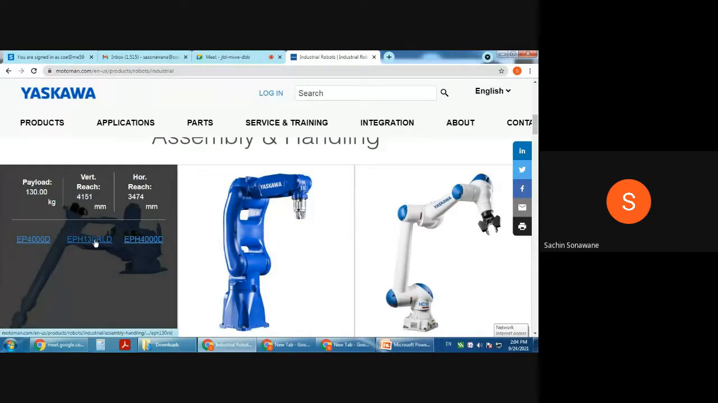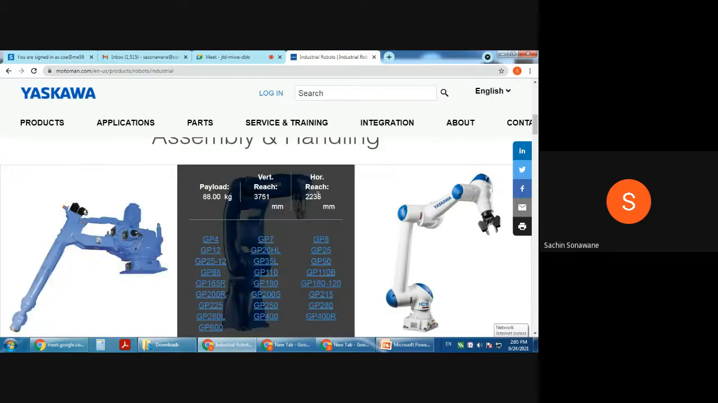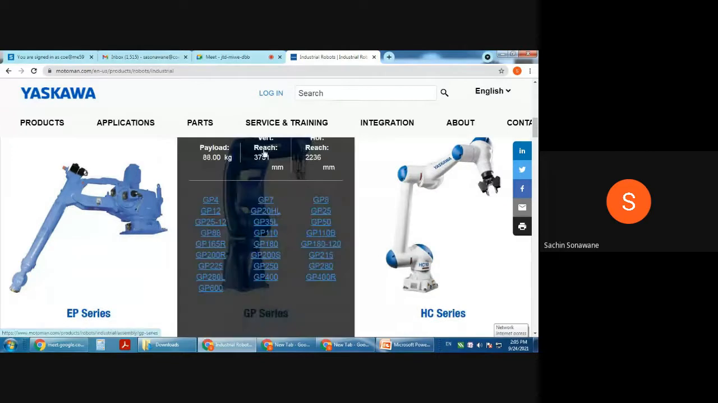If you select this EPH130RLD, payload is 130 kg, vertical reach 4151 mm, horizontal reach 3474 mm. Again, this same one is there, I think, EPH4000D, payload 200 kg, vertical reach 2629 mm, and horizontal reach 3505 mm.